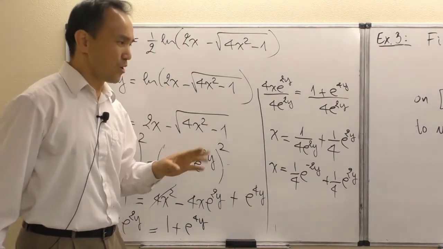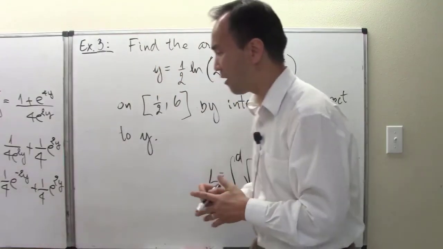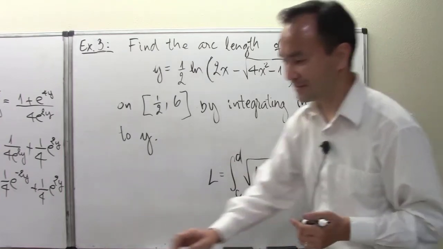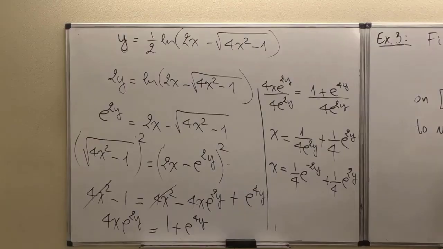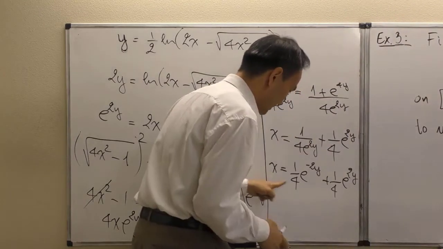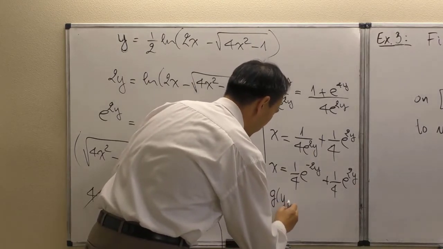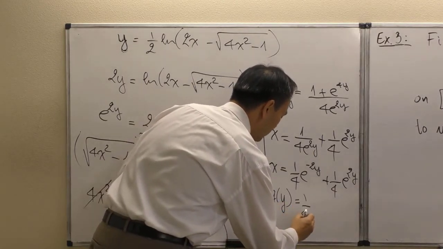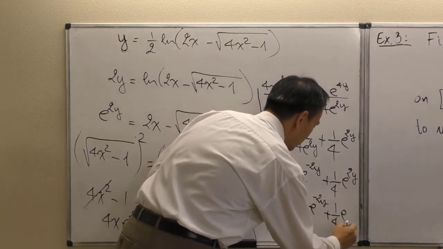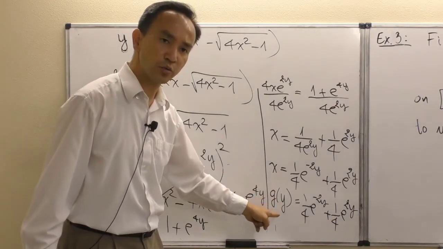And so in that way, now back to my other board. So we have almost everything we need right here. So the formula now needs g prime of y. This is our g of y, being 1/4 e to the minus 2y plus another 1/4 e to the 2y. And so now we're just simply going to take the derivative of that.